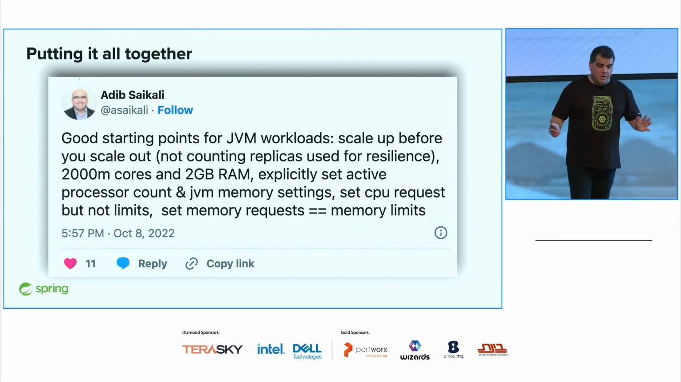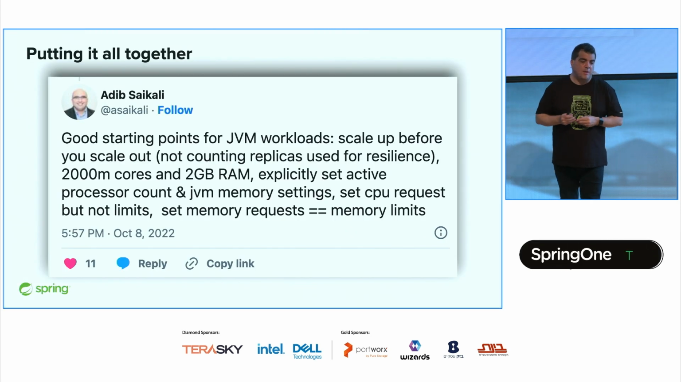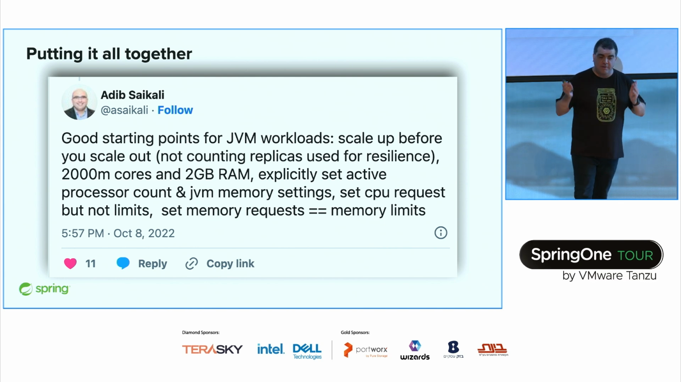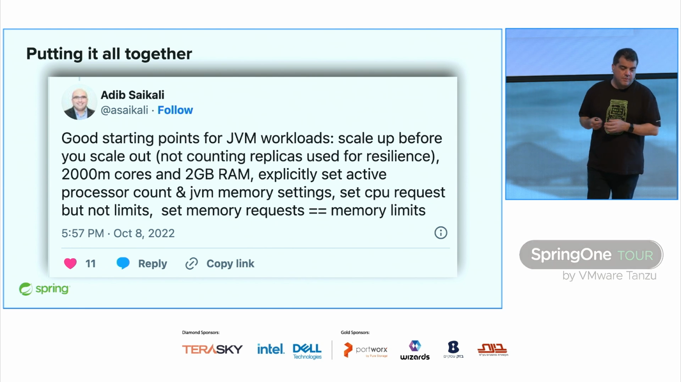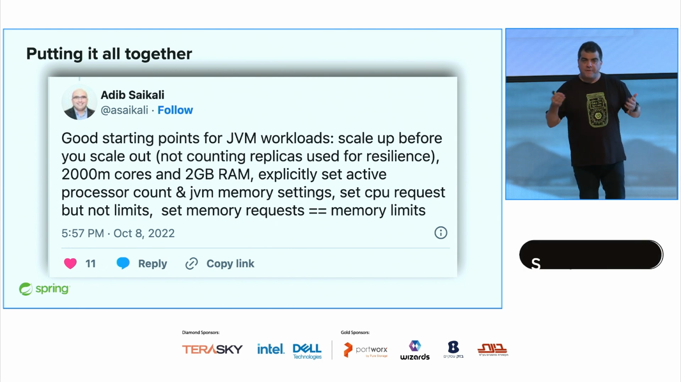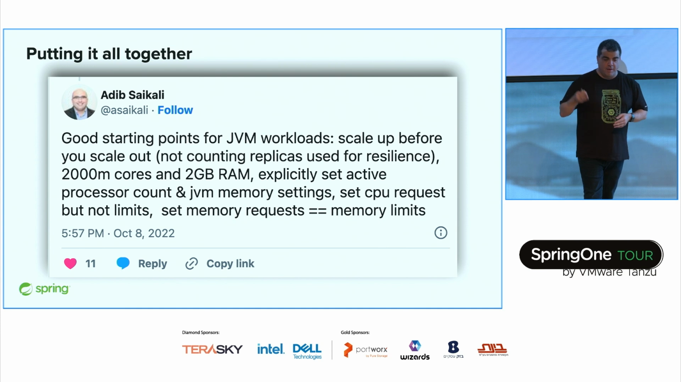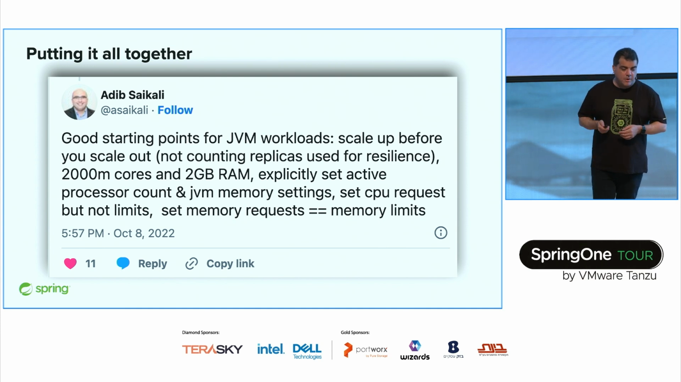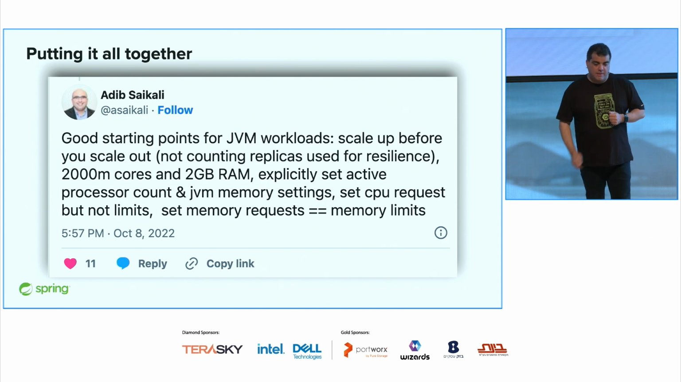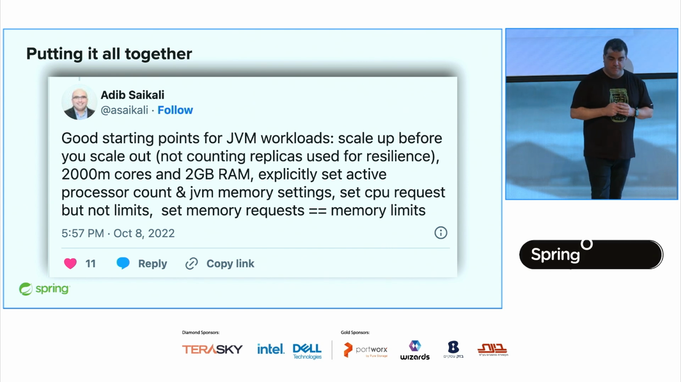So, putting it all together, my colleague Adib Saikali has an excellent tweet on that. Just a good starting point: scale up before scaling out, of course, considering resiliency. Start with something like 2 cores and 2 gigabytes of RAM, explicitly set the active processor count and JVM memory settings, set CPU requests but not limits, and make sure that they are equal.